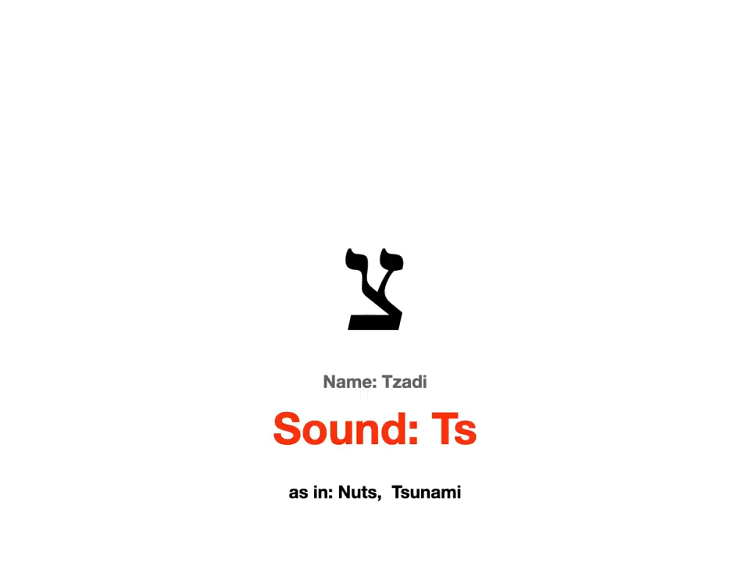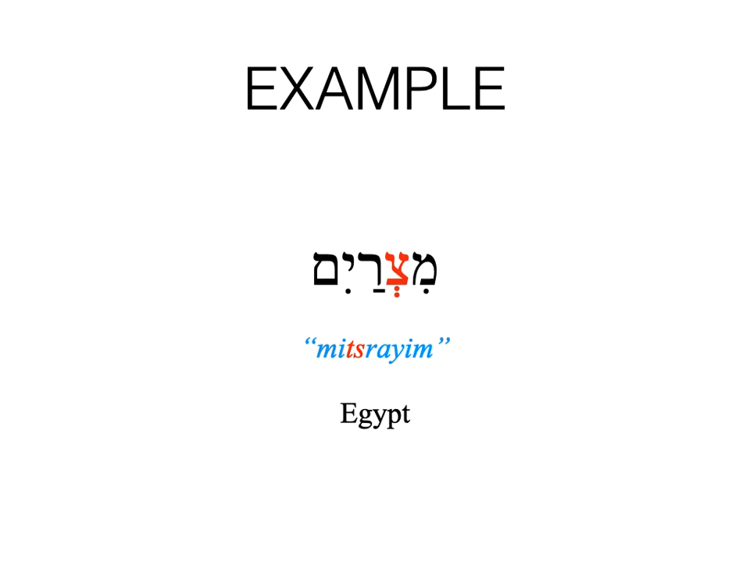The next letter is ts, tsadi, ts, like tsunami or nuts. Here is an example. Mitzrayim.